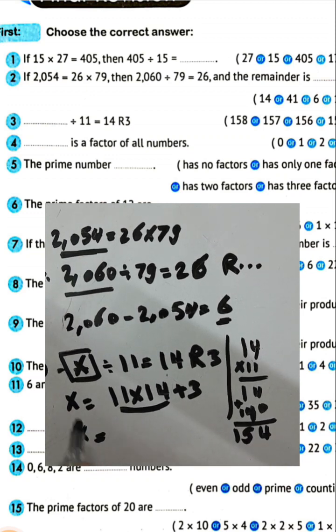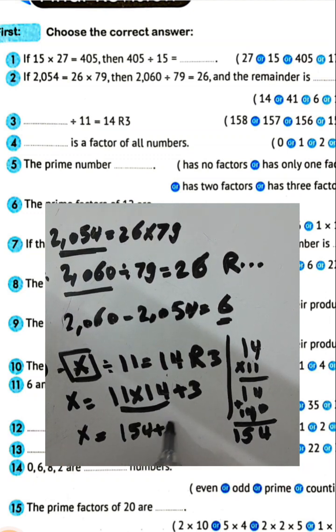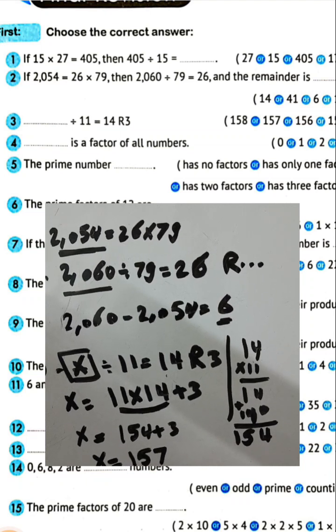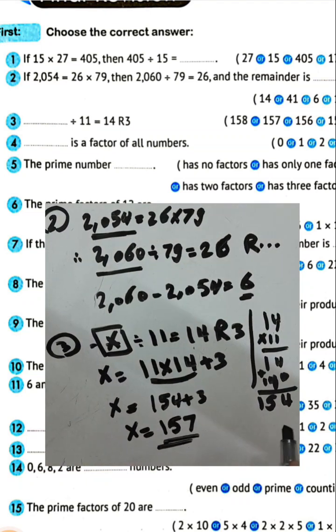Then x, which is the dividend, will be 154 plus 3. Then x will be 157. It's the dividend.